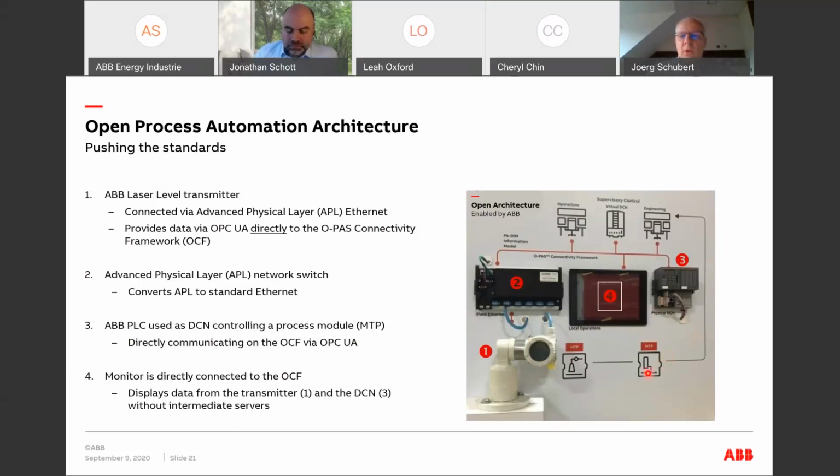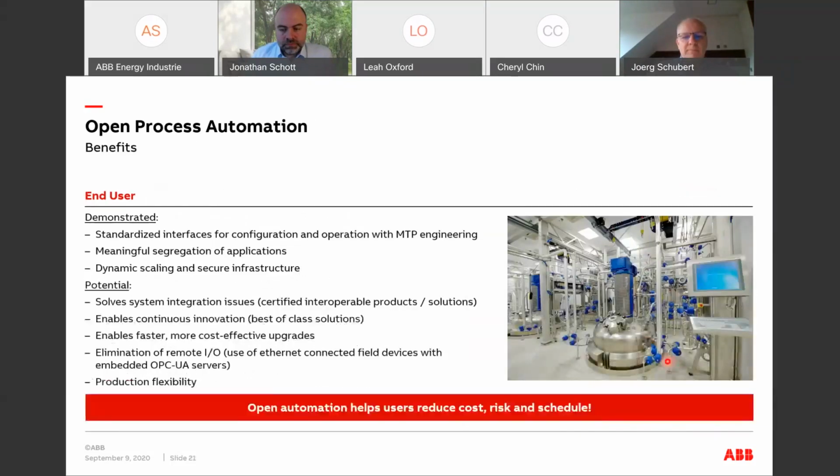So two examples where ABB is joining pilot installations where OPAF or open process automation technology is deployed in different use cases. Jonathan, a couple of his colleagues are representing us within the open process automation forum. So from an ABB point of view, this is very much where we think the industry is going.